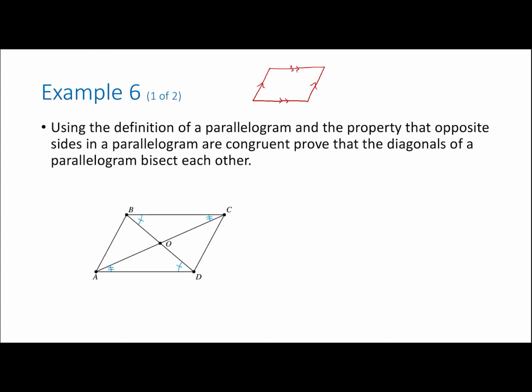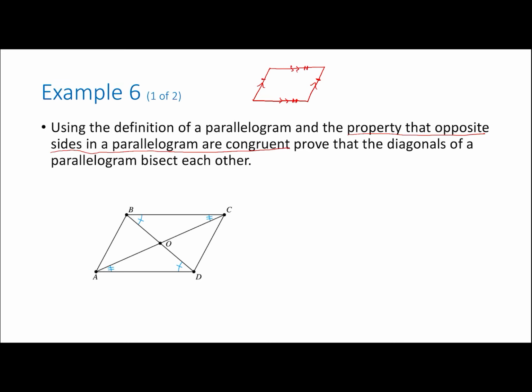It says, using the definition of a parallelogram. Now, we got to go back and think about, okay, what do we know about parallelograms? Well, we know that in a parallelogram, so let me just draw a sketch here, this side and this side are parallel, and this side and this side are parallel. Okay, that's one thing we know. And really that's the main thing we need to know at this moment.